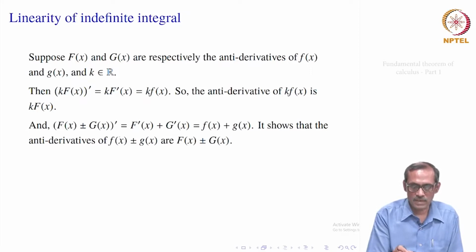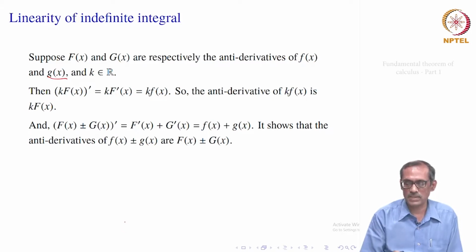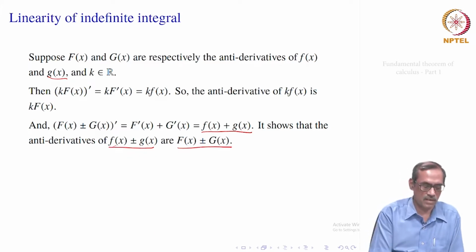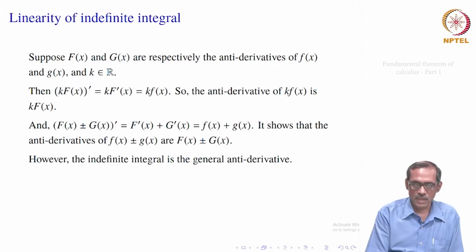If you add or subtract two functions f x and g x, say capital G x is an antiderivative of small g x, in that case their derivative is equal to f prime x plus g prime x, which is small f plus small g. So, that means the antiderivatives also behave in the proper way, so to say. So, the antiderivative of f x plus g x is the antiderivative of f plus the antiderivative of g. Together, these two are called the linear properties.